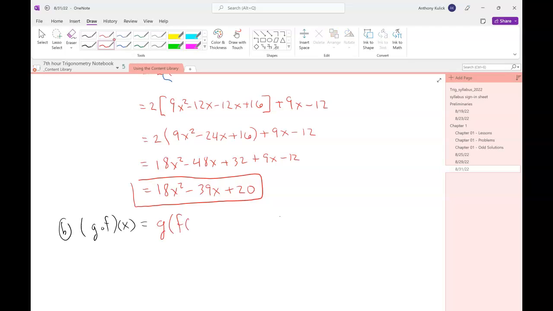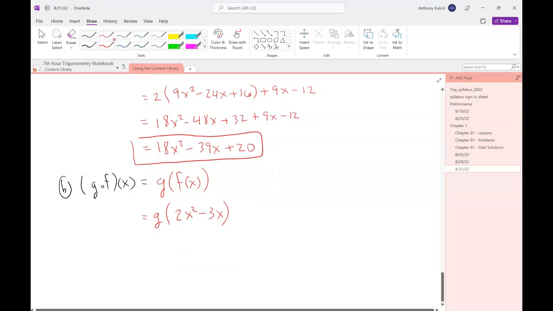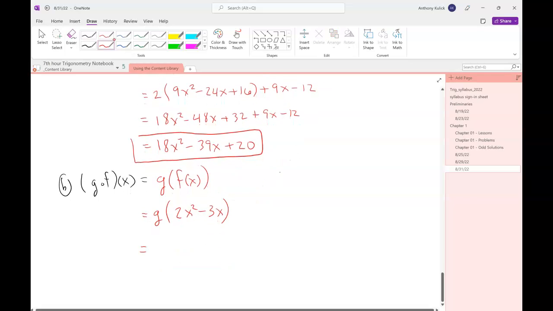Oh, man. So I'll just start with the definition. I'll write the function for f of x down, and then now I'm going to plug in that 2x squared minus 3x into the x's for g of x. Well, g of x was negative 3x plus 4. So in place of the x, I'm going to write in that 2x squared minus 3x.